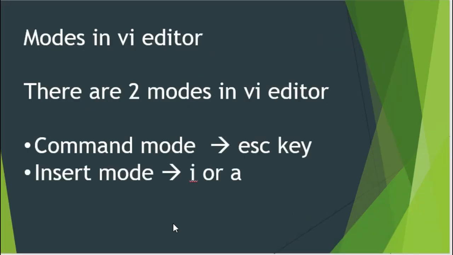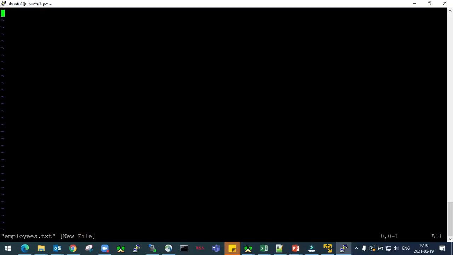So what is the next thing? In VI Editor, there are two modes. The first mode is command mode and the second mode is insert mode, right? Now, what is a command mode and what is an insert mode? If you want to do any editing in your file, then you have to be in your command mode. And if you want to insert something in your file, then you have to be in insert mode, right? Now, to come into the command mode, you have to press the escape key. Now you are in the command mode.